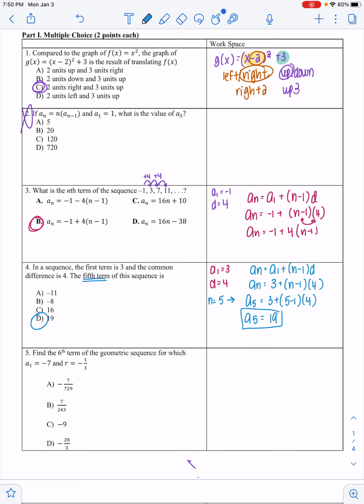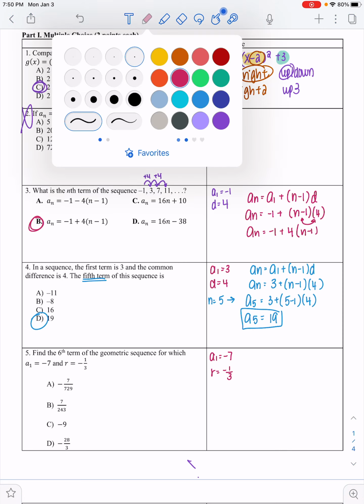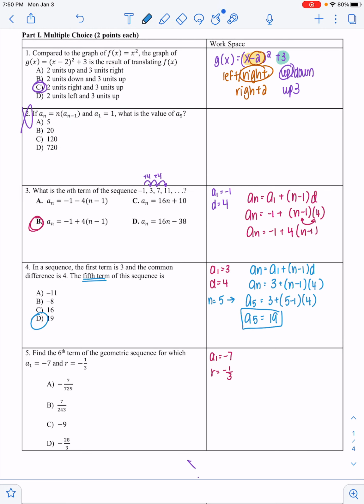All right, let's try number 5. Find the sixth term of the geometric sequence for which a_1 equals -7. So again, I know it's in the problem, but I always like to write down my information. And r equals -1/3. So this time we are not using the arithmetic sequence formula. We're using the geometric sequence formula, which looks like this: a_n equals a_1 times r to the n minus 1 power. Again, we don't need to memorize these formulas. We just need to know how to use them.